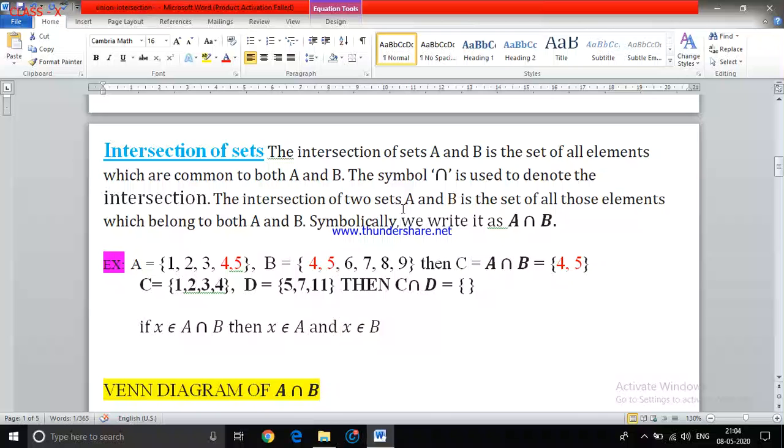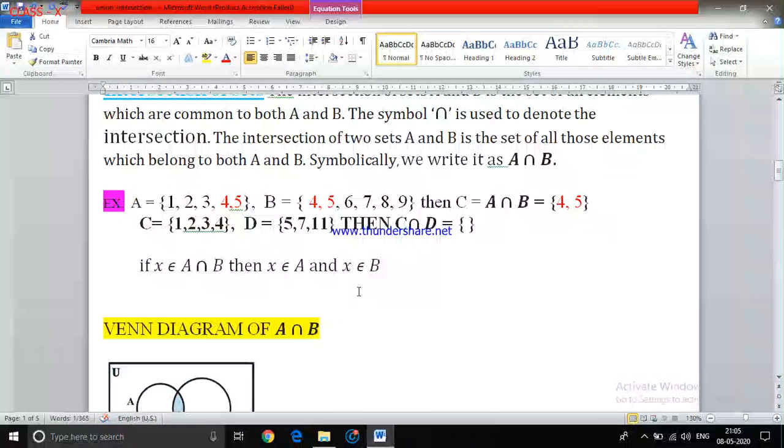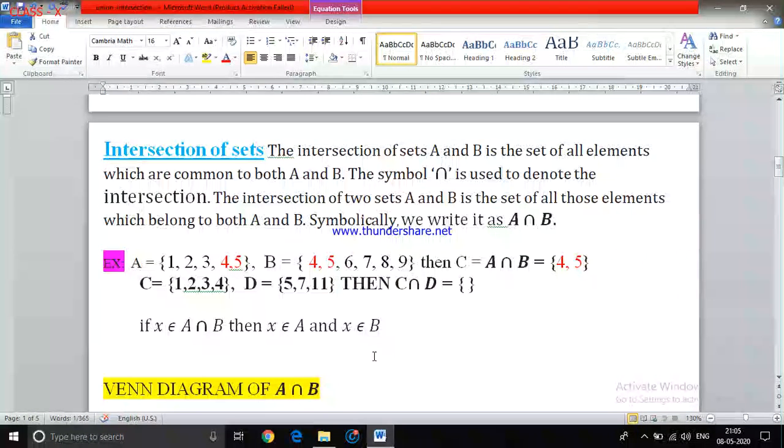Similarly, it will go on. If I have 5 sets and I want the intersection of all the 5 sets, then it has to be an element of all the 5 sets. Even if an element is common to 4 sets but is not there in the 5th set, then the intersection of all the sets will come as an empty set. Please be careful. Now, how does the Venn diagram of A intersection B look?